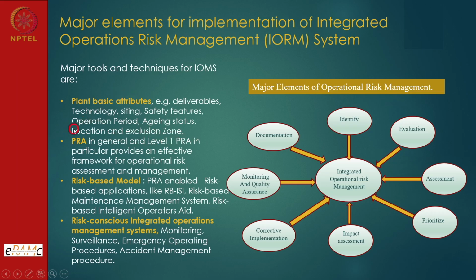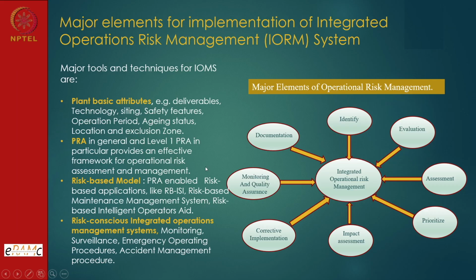These are the basic attributes, and PRA in general, and level 1 PRA in particular, is used as an effective framework for an operational risk management system. The risk-based model deals with the application area of the plant. And then risk-conscious integrated operation management, monitoring, surveillance and operation. We tighten this, get data into this, and then the model is developed, and again it operates in a closed loop actually.